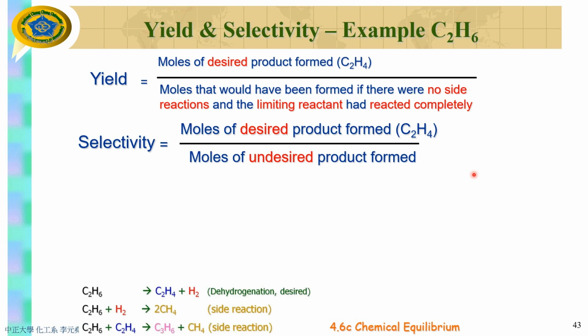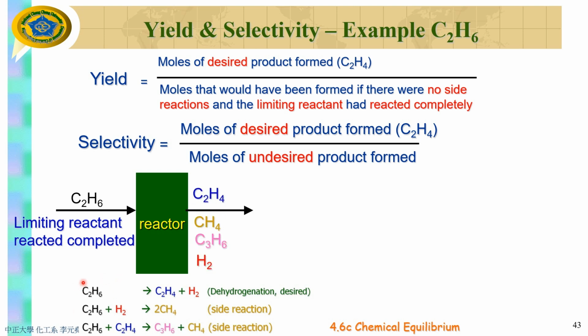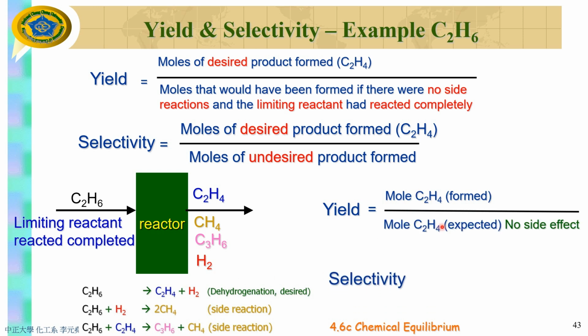Right. So let's say that in the reactor here, you have one input. The limiting reactant reacts completely, and if this limiting reactant reacts completely, you will have 4 outputs, right? 4 outputs. So the yield will be as I just showed you. Please remember, there's no side reaction, right? The selectivity will be C2H4 divided by moles of the CH4, H2, and the C3H6. Right.